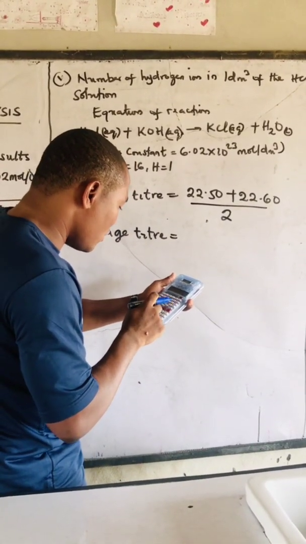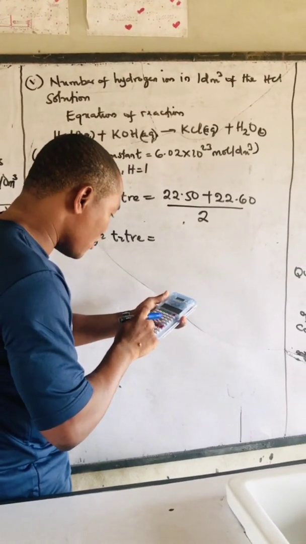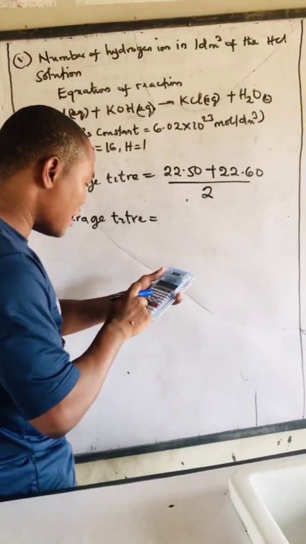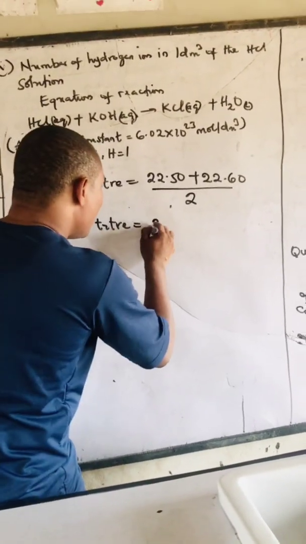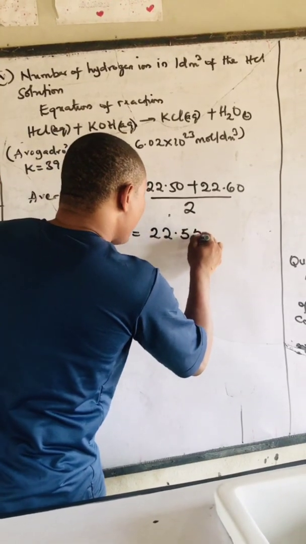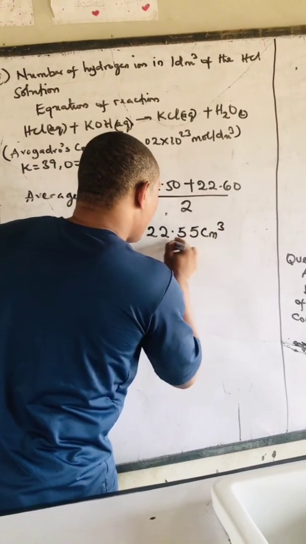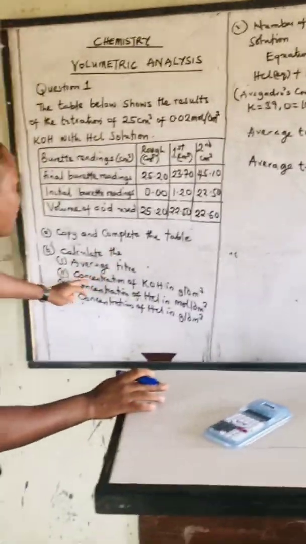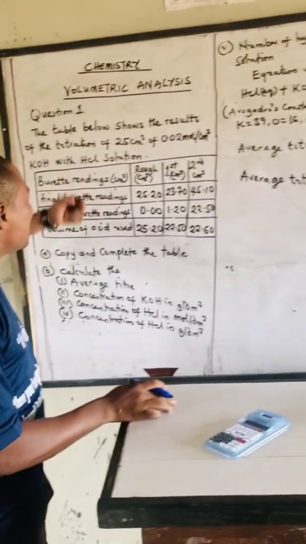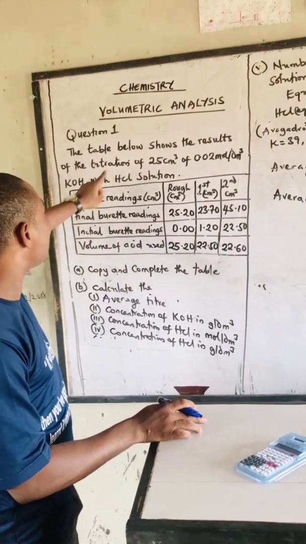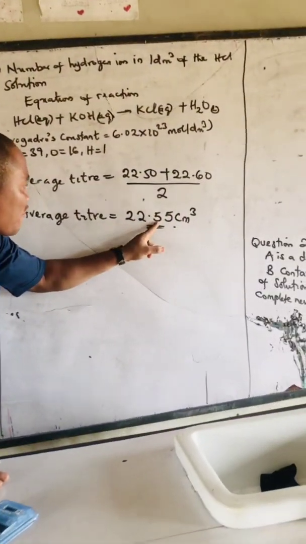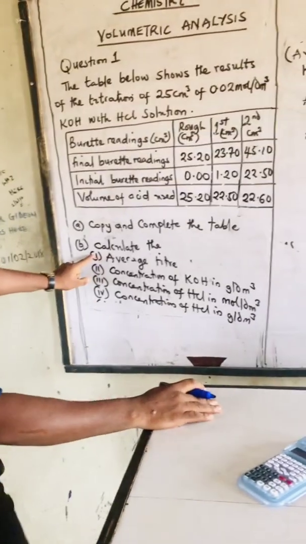So the average titer, or the average volume of acid used, I have our calculator: 22.50 plus 22.60. Then we divide by 2. We have 22.55 centimeters. Very easy. The alternative to practical is very, very easy. So calculate the average titer. This is the average titer. So the average volume of acid used to neutralize the 0.02 mole per dm cube KOH is 22.55 centimeter cube. That's the average titer, which is the Roman figure 1.